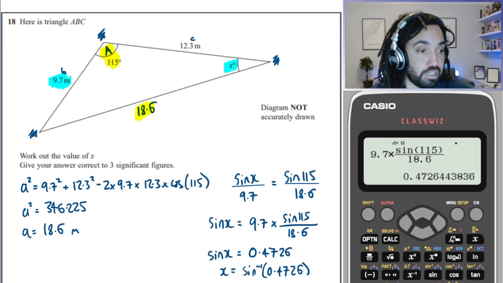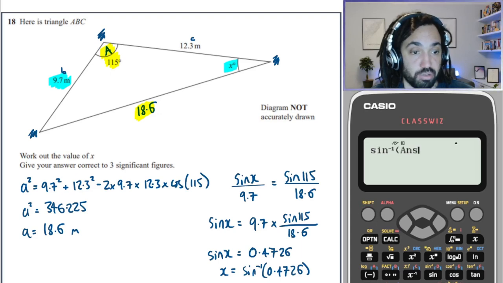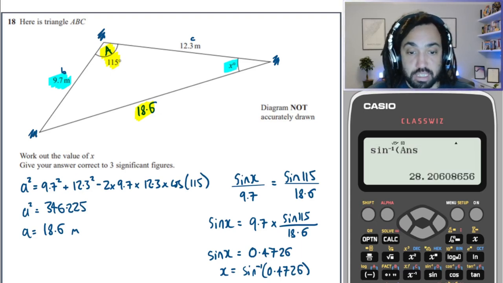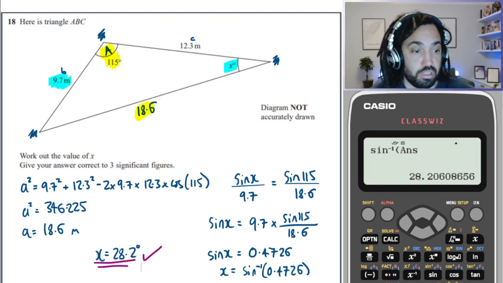So just do that on our calculator. We'll just take the whole value by doing sine to the minus 1 of the answer, equals, and then this is our final answer of 28.2 degrees to three significant figures. And that is bosh.